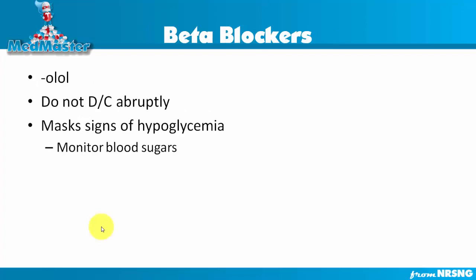With beta blockers, we have a much longer video and we talk a lot about different beta blockers throughout this course. But keep in mind with beta blockers that a lot of times they're going to end with the suffix -olol. It's important to not discontinue beta blockers abruptly, to generally discontinue them slowly, and educate your patient about that. They can also mask the signs of hypoglycemia. So if you have a patient who's on beta blockers, especially if they already have a history of diabetes or low blood sugars, it's important to monitor their blood sugars, especially while in the hospital.